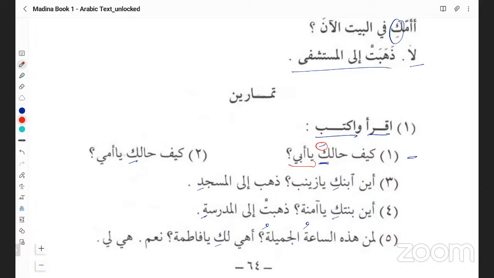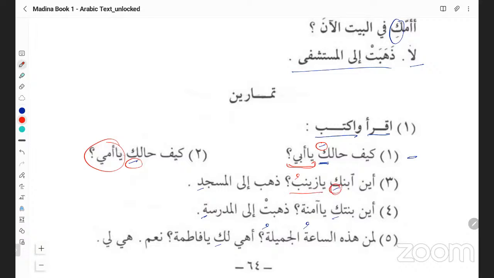So while reading, you have to anticipate what will the pronoun be by looking at the word that comes after. So كيف حالك? Why? Because you're speaking about يا أمي, my mother. So كيف حالك? Ki is for female. So أين بنك? Where is your son, يا زينب? Again, the key, because we are speaking about Zainab.